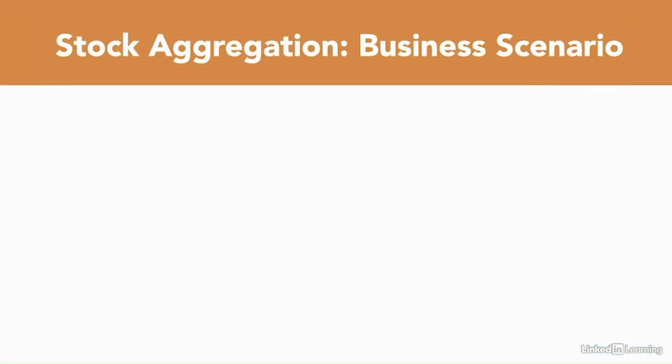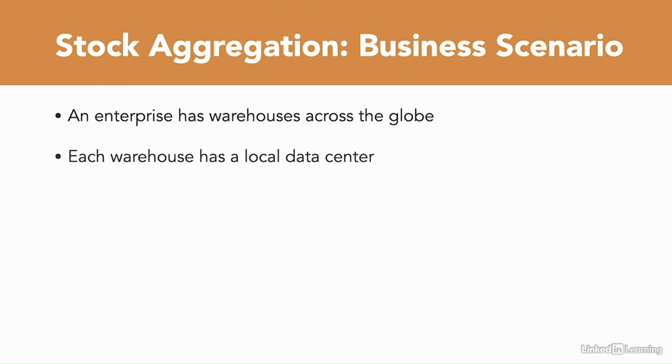We want to build a pipeline that will do stock aggregation across multiple locations for an enterprise. This enterprise has warehouses across the globe. Warehouses maintain stock of items by location and distribute them to local stores. Each warehouse also has a local data center with all the required hardware and software deployed in that center.